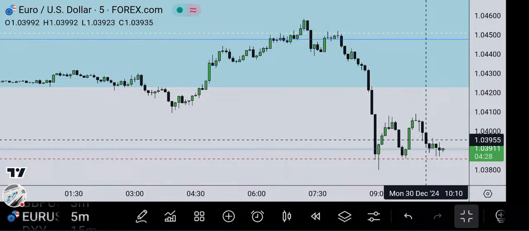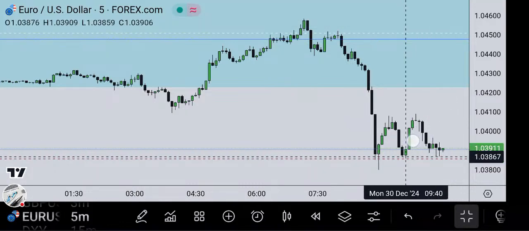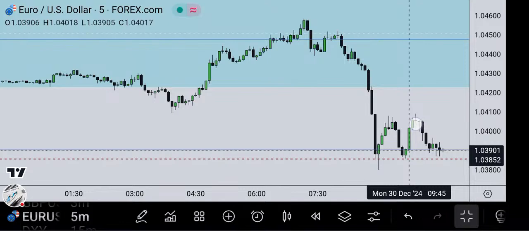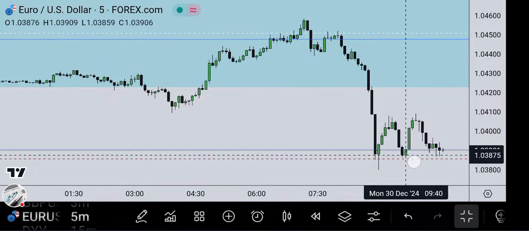From 10 a.m. here, we went down to this low at 9:40. No, 9:40. This low here, I mean, this very low.